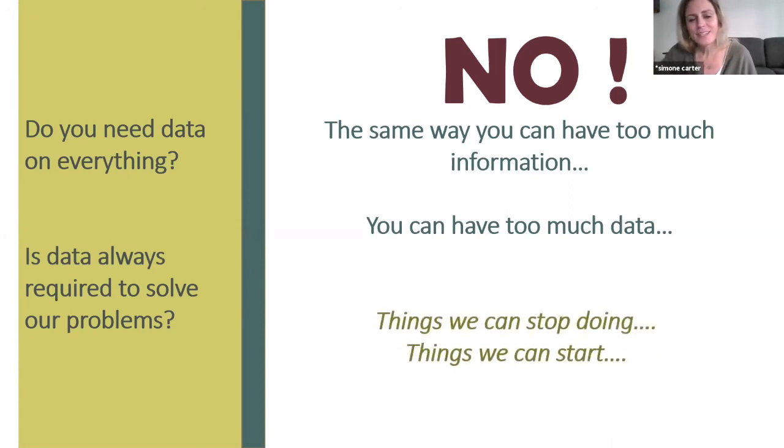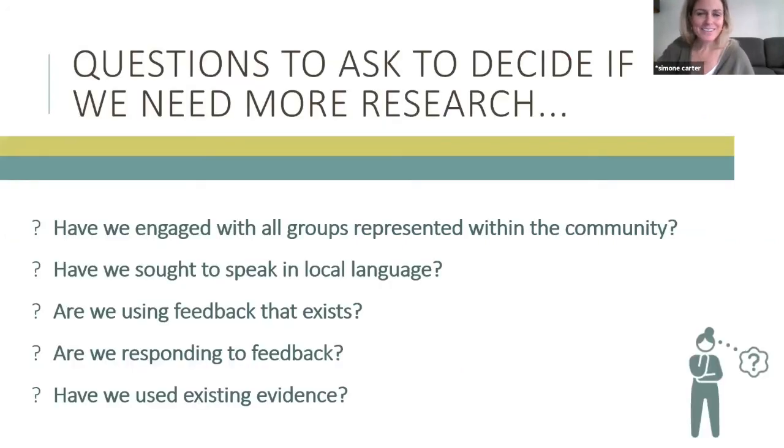So I'll finish with a couple of things that we can stop doing and some that we can start. Just to remember the questions to ask to understand if we need really more research. First, have we engaged with all the groups represented in the community? Have we sought to speak in local language? Are we using feedback that already exists? Are we responding to that feedback? And have we used existing evidence already? If we can say yes to all of this and we still have research questions, absolutely, then they're needed.